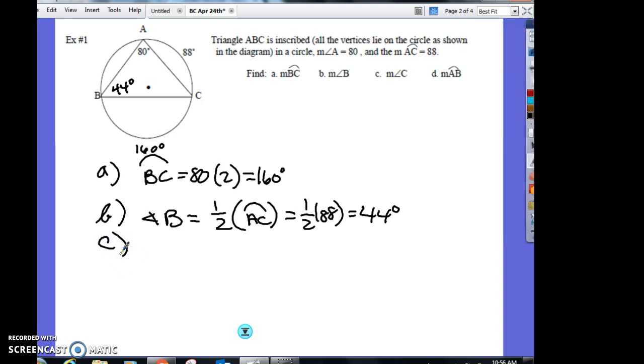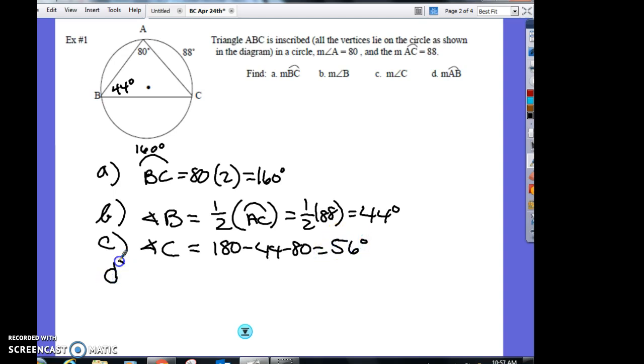All right, from here now, do you need to use circle theorems to find angle C or arc AB? And the answer is absolutely not. You can use your knowledge of how many degrees are in a triangle and how many degrees are in a circle. So we can look at angle C right now. I have 2 out of the 3 angles in a triangle, so I can just say 180 minus 44 minus 80, and that will give me 56 degrees.